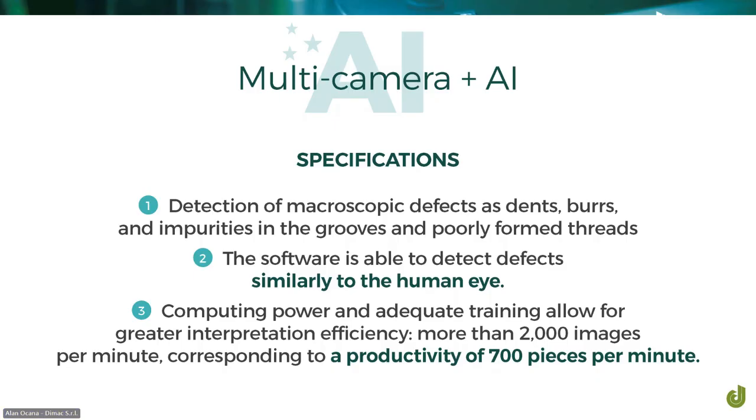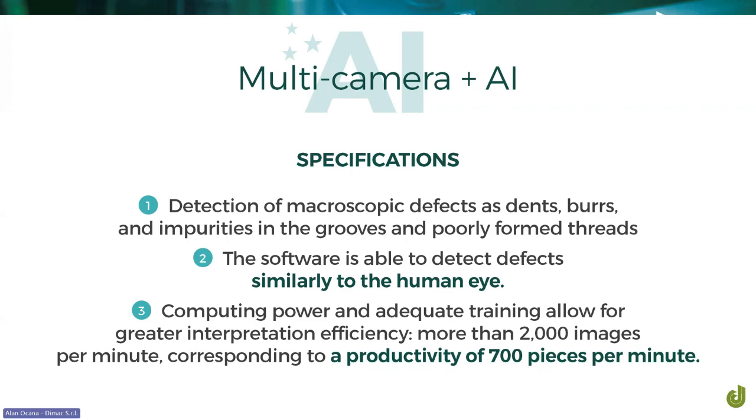And speaking of speed, this system can process over 2,000 images per minute, translating to a throughput of roughly 700 plus parts per minute. And that's a massive jump in productivity, made possible by high performance computing and targeted training.